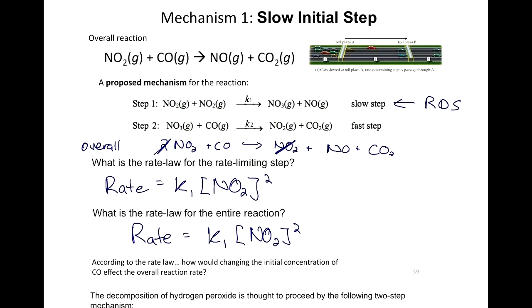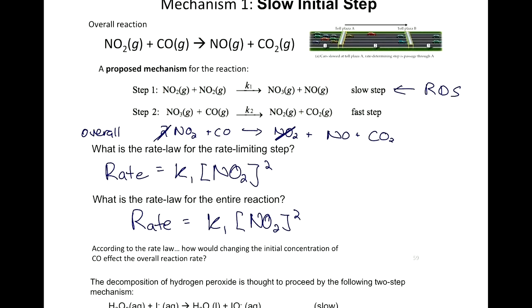All right, so this rate law, if this mechanism is correct, where that first step is the slow step, needs to be consistent with all the experimental data we talked about previously. So according to the rate law, how would changing the concentration of CO affect the rate? No change. But if we changed NO2, we would see a change. Okay, so that's it.